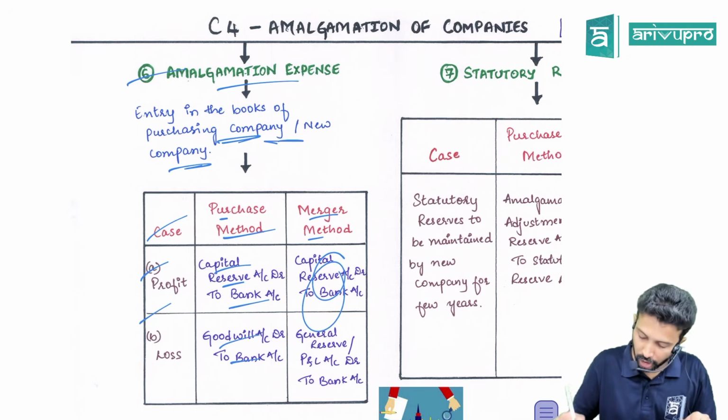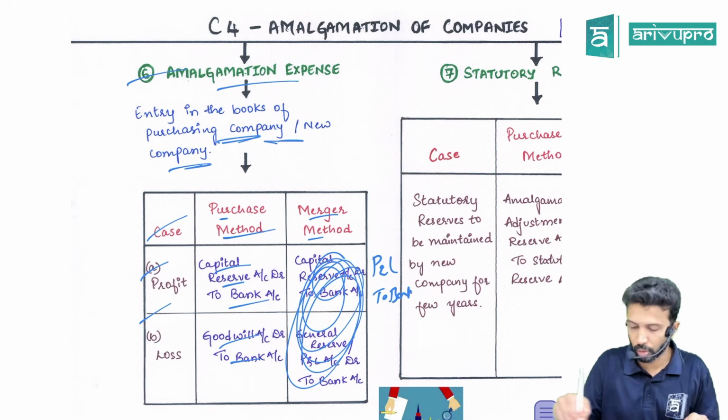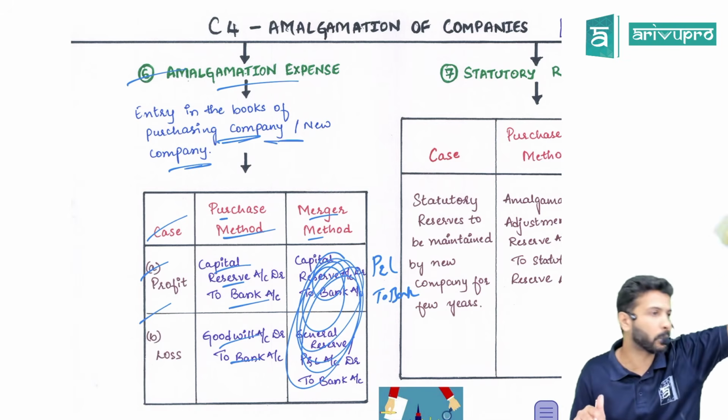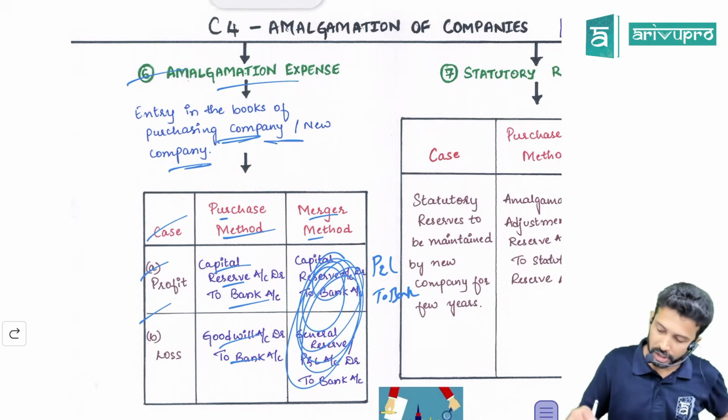And under the merger method, you will not use capital reserve. You will simply write the entry as P&L account debit to bank account. This whole thing, I'll change in the chart book. I didn't get time. For now, it's okay. Refer to that. P&L account debit to bank will be the entry under the merger method.